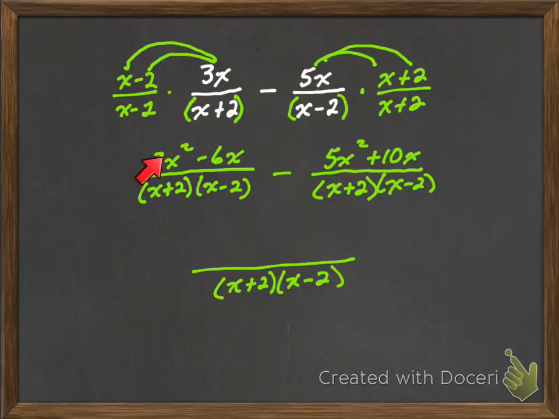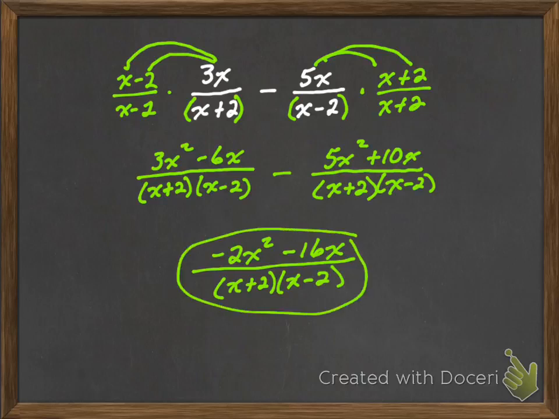And we combine like terms up here. Now we have a 3x squared minus a 5x squared, which will give us negative 2x squared. And we have a negative 6x minus 10x, which will give us minus 16x. And that is our final answer here.